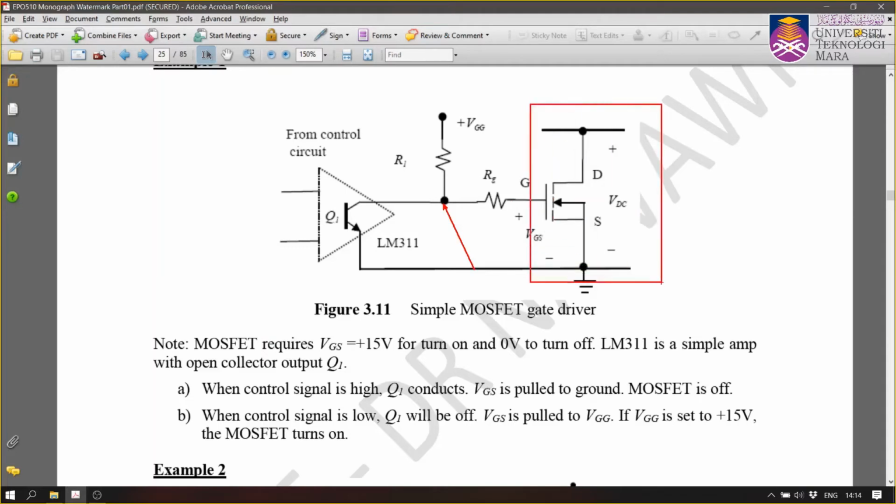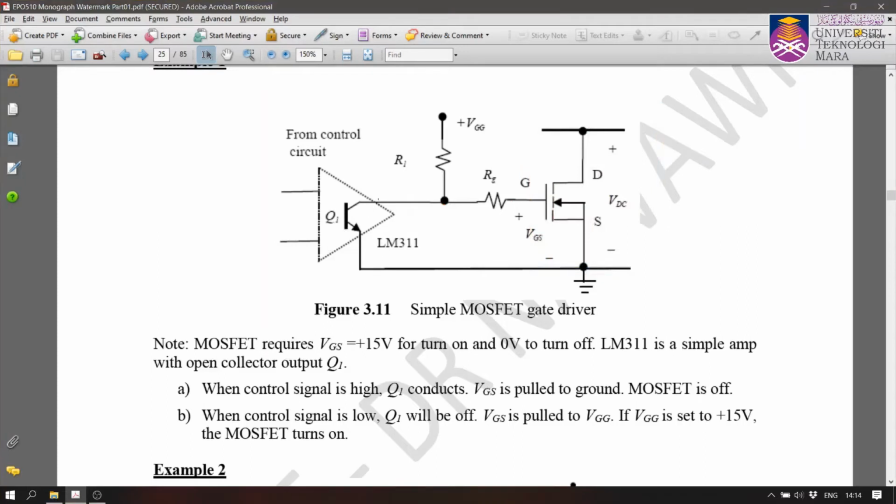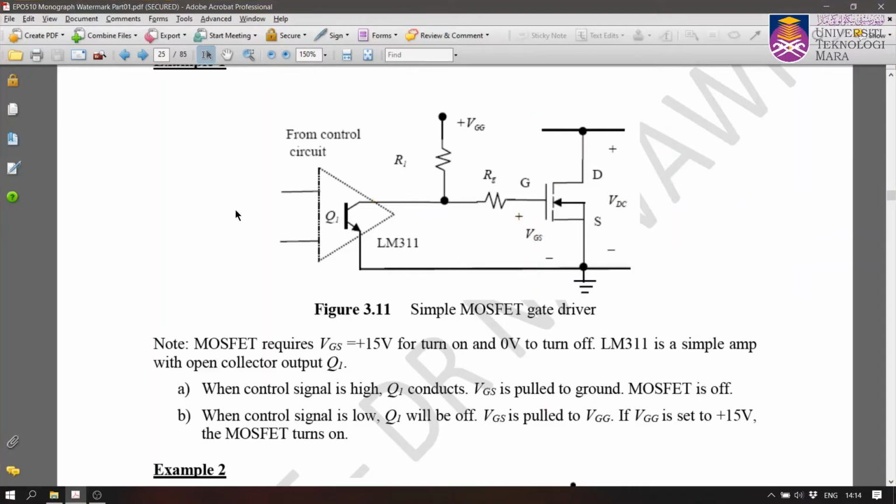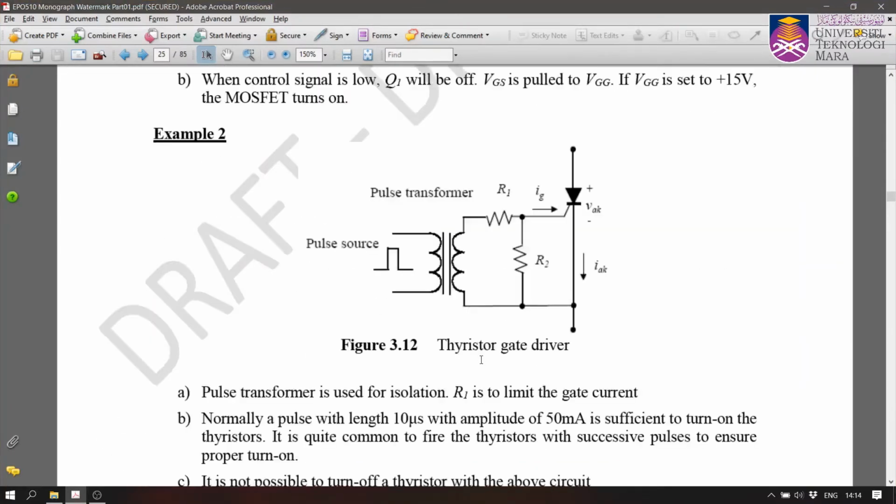Okay, but when Q1 is off, it appears as an open circuit. So between that point and that point is open circuit, and therefore you can see that this is a voltage VGG connected to here, and there will be a current flow through the circuit to the gate terminals, and therefore the MOSFET here will be turned on. So this is the simplest example of the driver circuit.